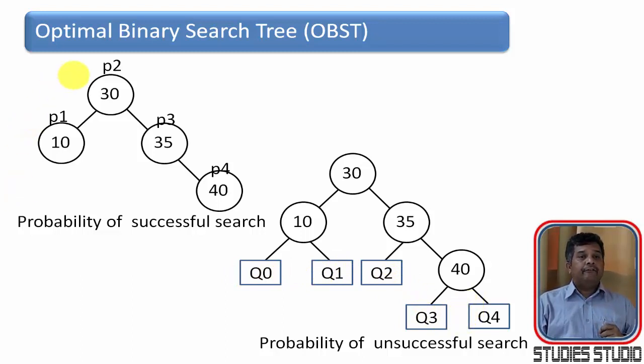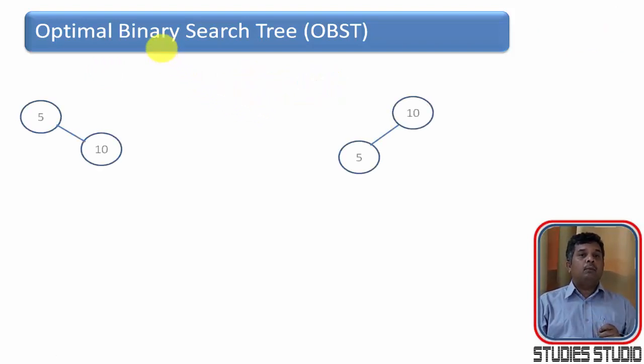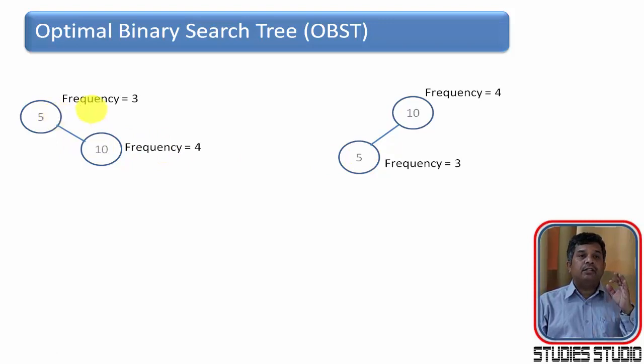Again repeating, if we have n successful searches, then we'll have n plus 1 unsuccessful searches. Now, let us take some data, 5 and 10. If I want to arrange it in the form of a binary search tree, I can take 5 as the root and 10 as its right child, or otherwise I'll take 10 as a root and 5 as its left child. Now let us assume the frequency of searching 5 is 3 and the frequency of searching 10 is 4. Here also the same data.